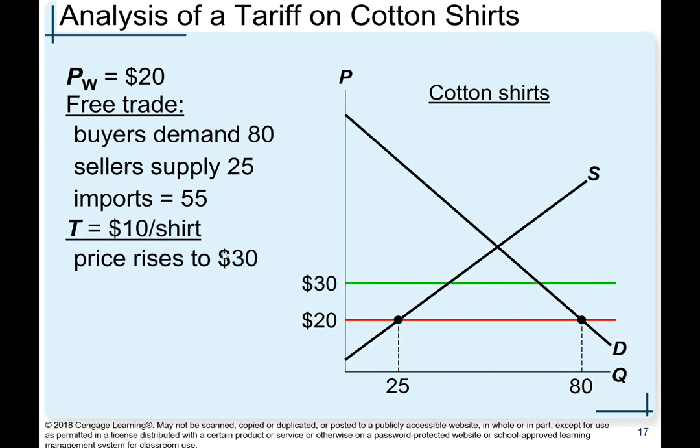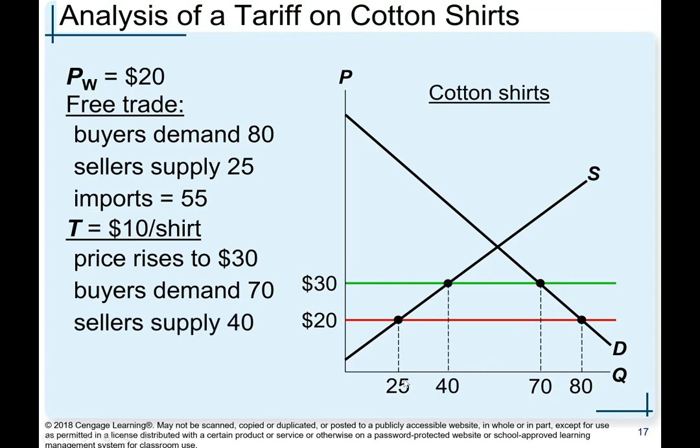Now, tariff: the government comes in and imposes a tariff of $10 per shirt. Every time you buy a shirt, you pay a tax of $10. So a $20 shirt all of a sudden is going to be $30 because you have to pay the tax. It will have the effect of reducing demand for the good from 80 to 70. Remember, the marginal buyer will fall off the market when price goes up.